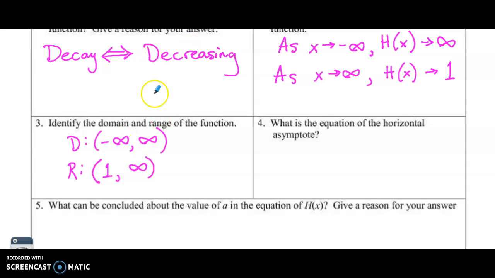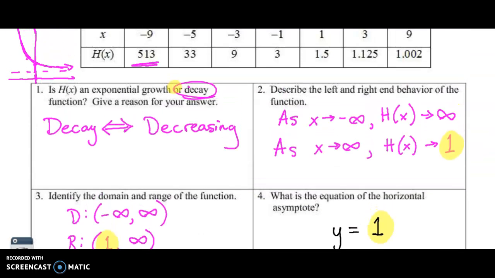Wanted to highlight something real quick. Highlighter 1 and 1, which is also going to be used here for the equation of the horizontal asymptote, is y equals 1. That number is going to be repeated.